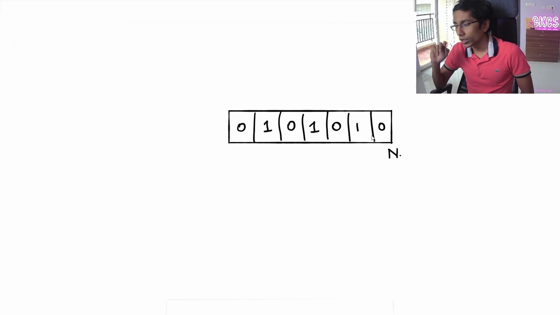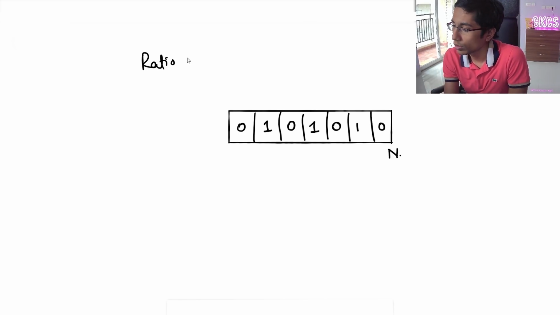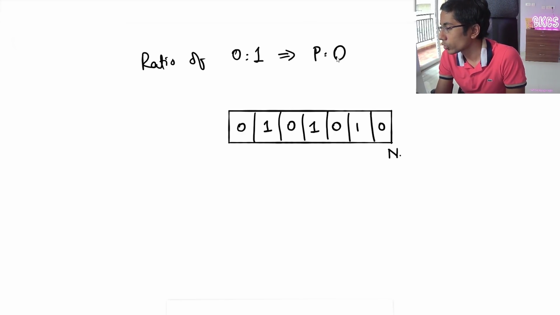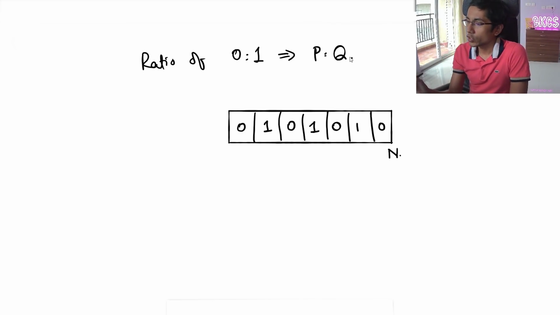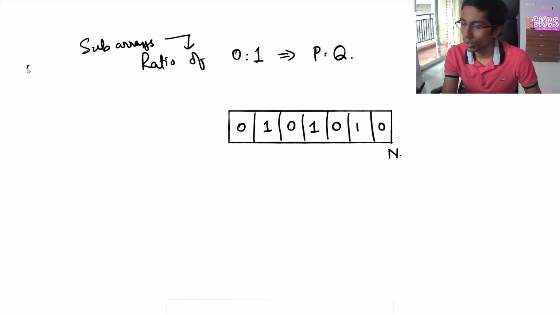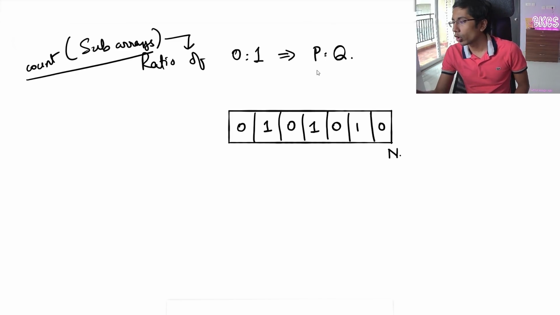We need to find the total number of sub-arrays in this array such that the ratio of 0 is to 1 is equal to P is to Q. Okay, so we need to find the sub-arrays having this ratio, and the count is what we have to give as an output. So find me the total number of sub-arrays which have a ratio of P is to Q for the total number of zeros versus the total number of ones.